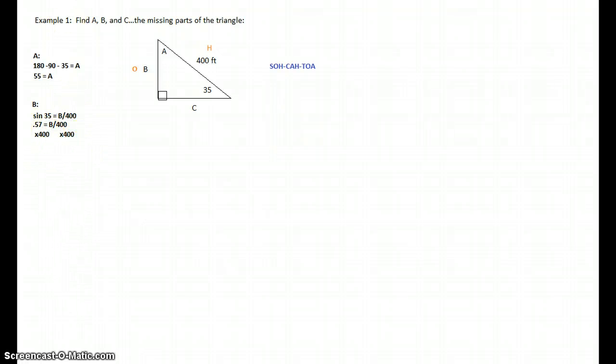I'm going to multiply both sides by 400. At this point, it's simple algebra. And I'm ultimately going to get 229.43 feet. And that is how long B is.